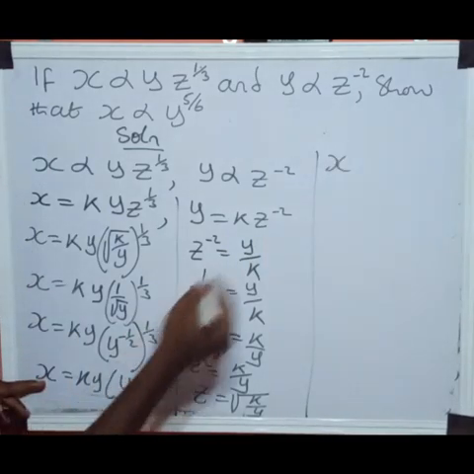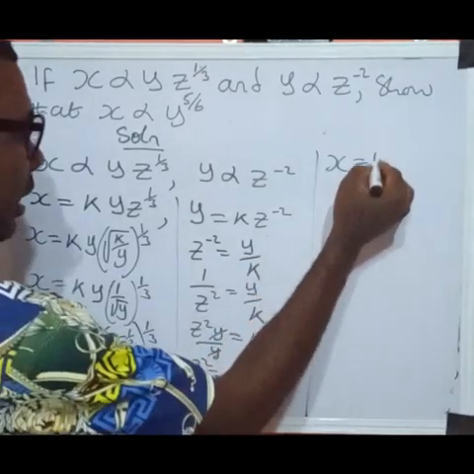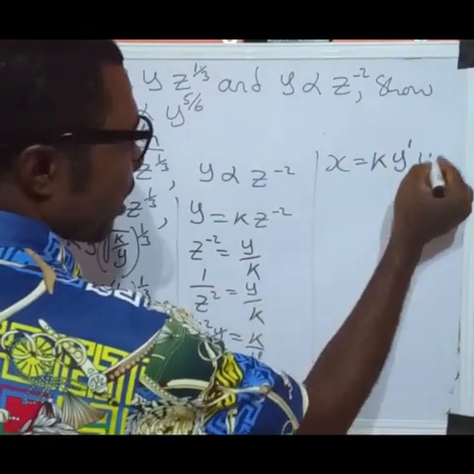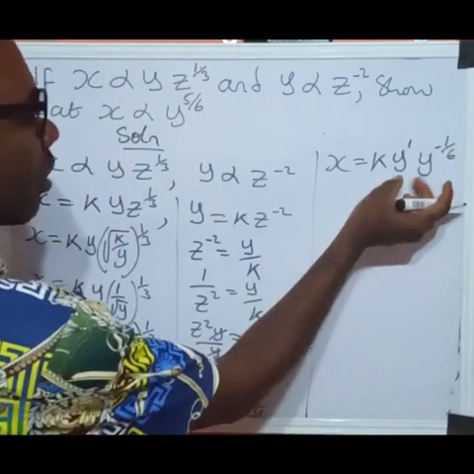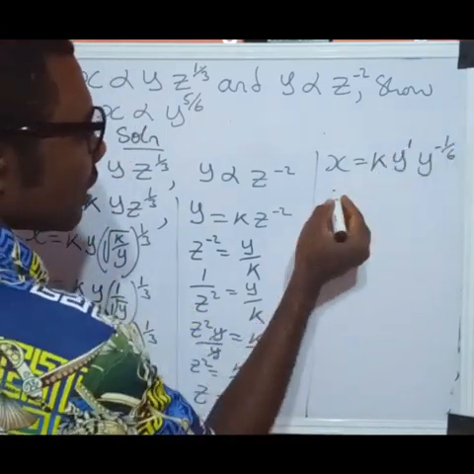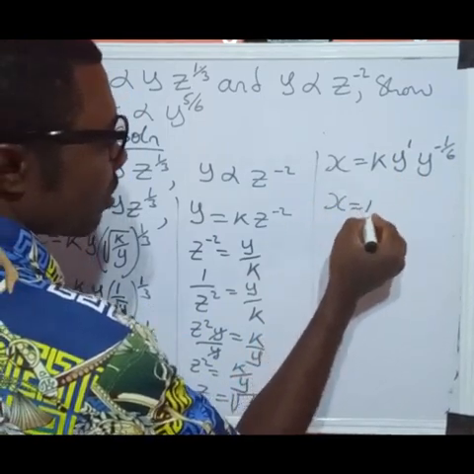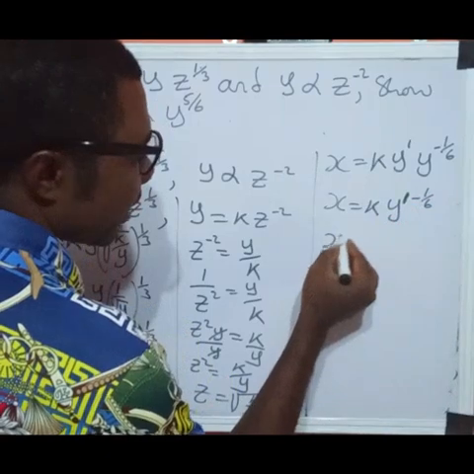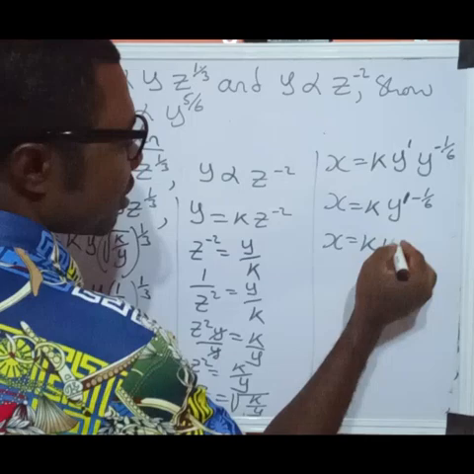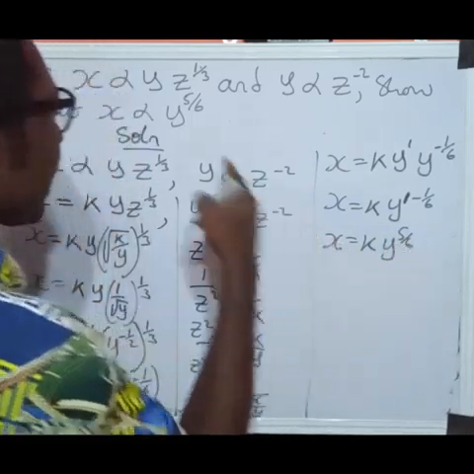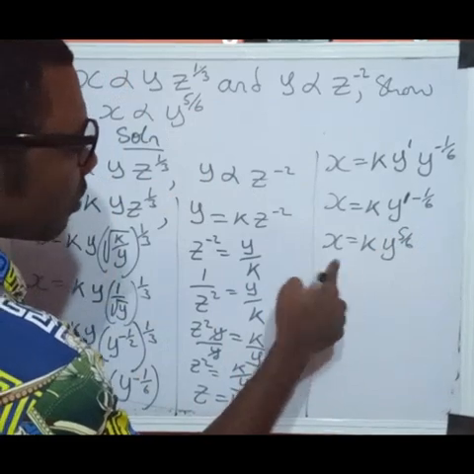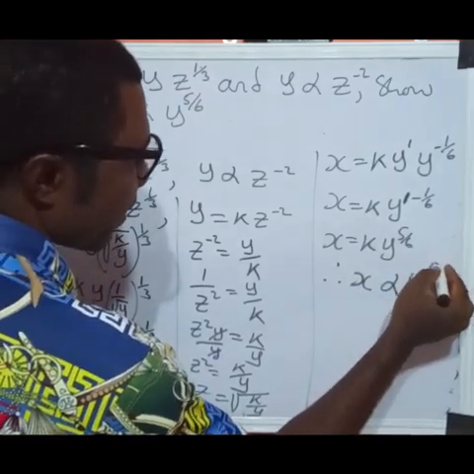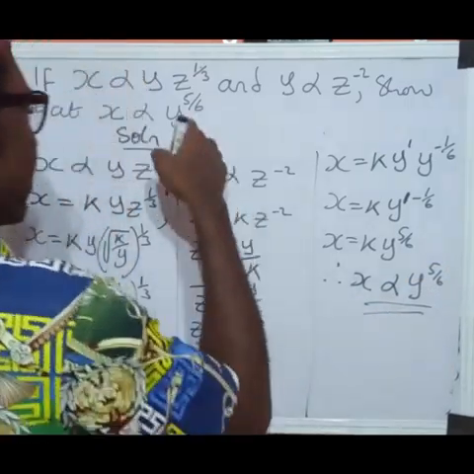Then we'll proceed here. x equals k, which is still there. This y can be written as y raised to the power 1, while this one is y raised to the power minus 1 over 6. And because the bases are the same, we can add the powers, the law of indices. So x equals k, y raised to the power 1 minus 1 over 6. And 1 minus 1 over 6 will give us 5 over 6. And this is what we have here. Therefore, we can see that x is proportional to y raised to the power 5 over 6 as instructed.